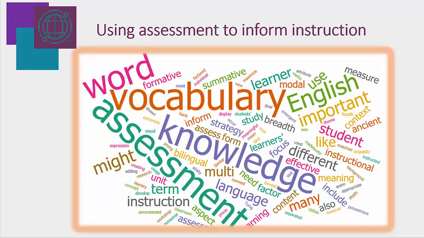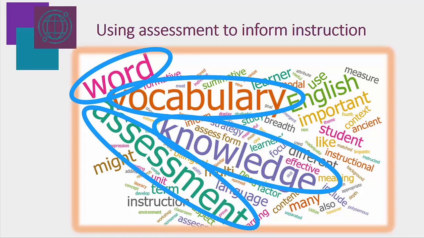The last CAL element, using assessment to inform instruction, is an integral part of planning for effective integration of vocabulary instruction into our regular teaching practice. Here's the word sift for element 4. As you can see, the keywords that jump out are vocabulary, knowledge, word, and assessment.